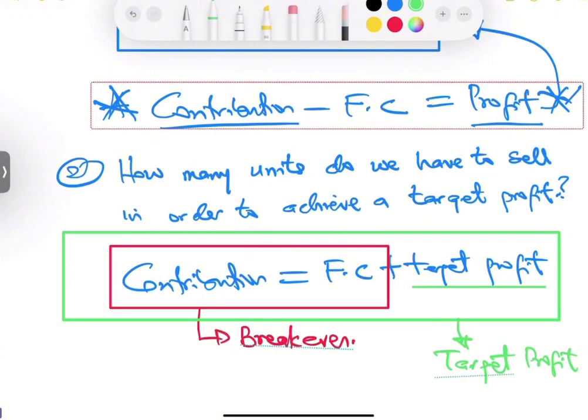Everything we're going to do in this chapter is just based on those two questions. We will be answering those two questions. We can add a bit of little things to it, but the focus is actually going to be on this: trying to estimate how many units to break even, how many units to achieve a particular profit.